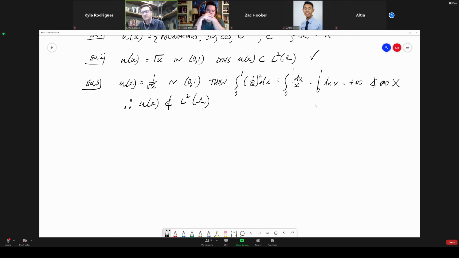So we define the L2 inner product of functions.